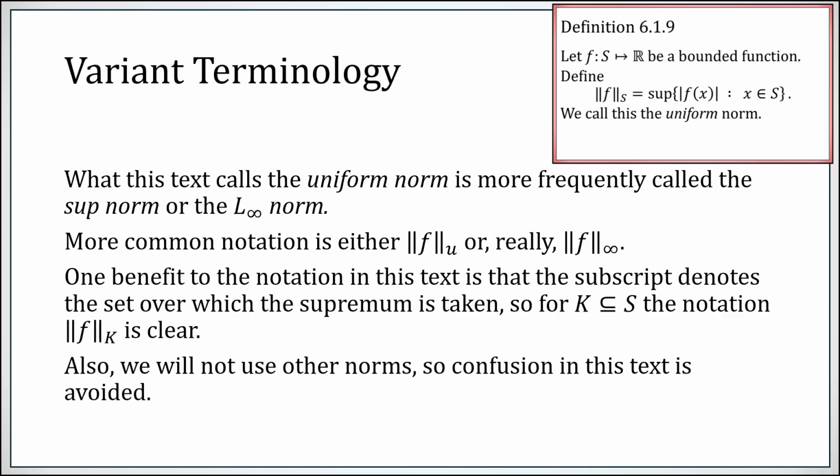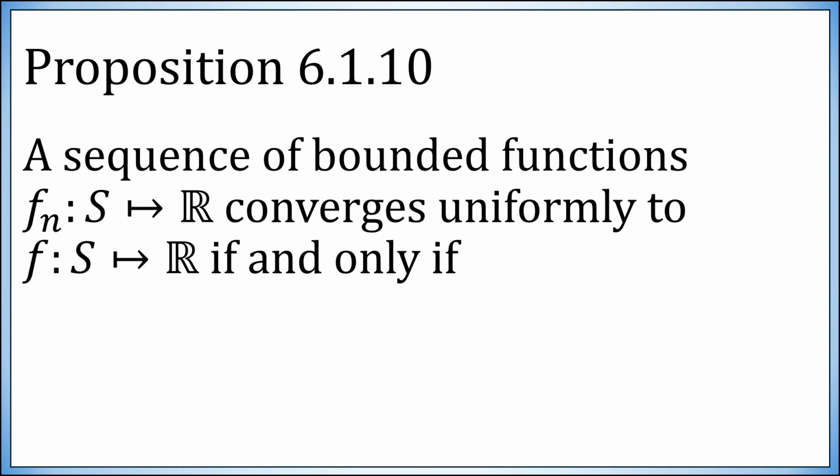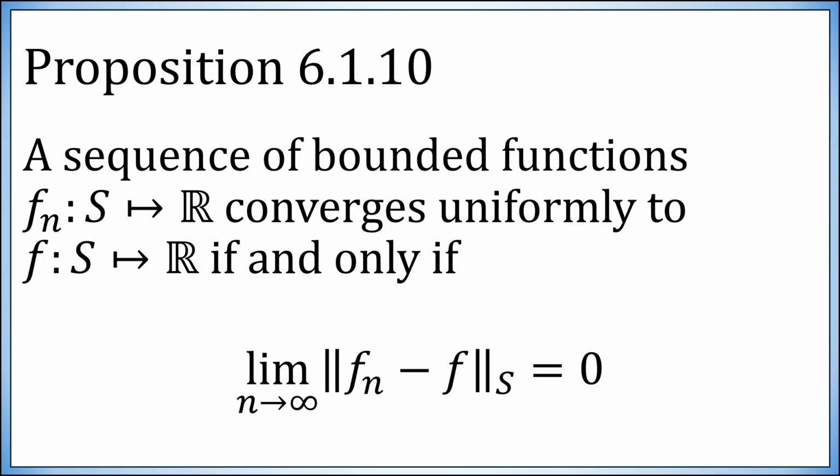In this book, however, we're not going to talk about any other norms. So since this is really the only function norm we're going to work with, there's no opportunity for confusion. Proposition 6.1.10. A sequence of bounded functions f_n, mapping S into the real numbers, converges uniformly to some f if and only if the limit as n goes to infinity of the S norm of the difference f_n minus f is 0.